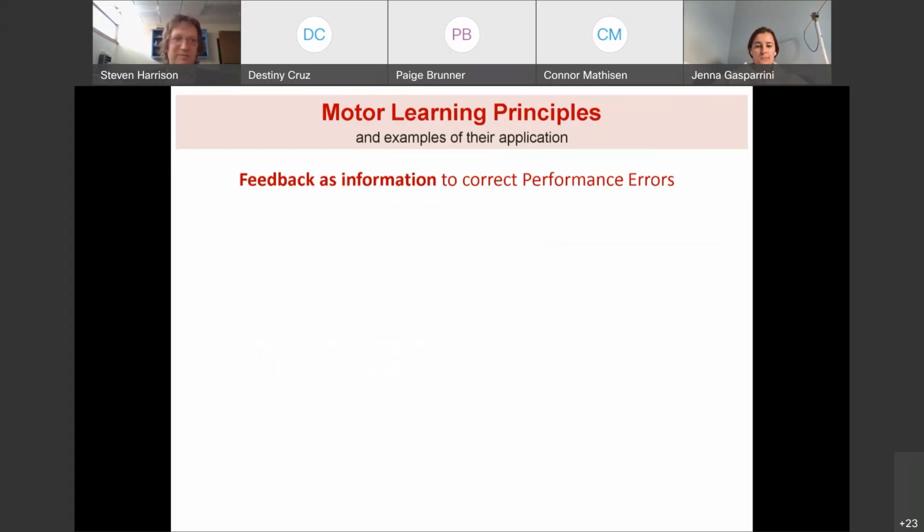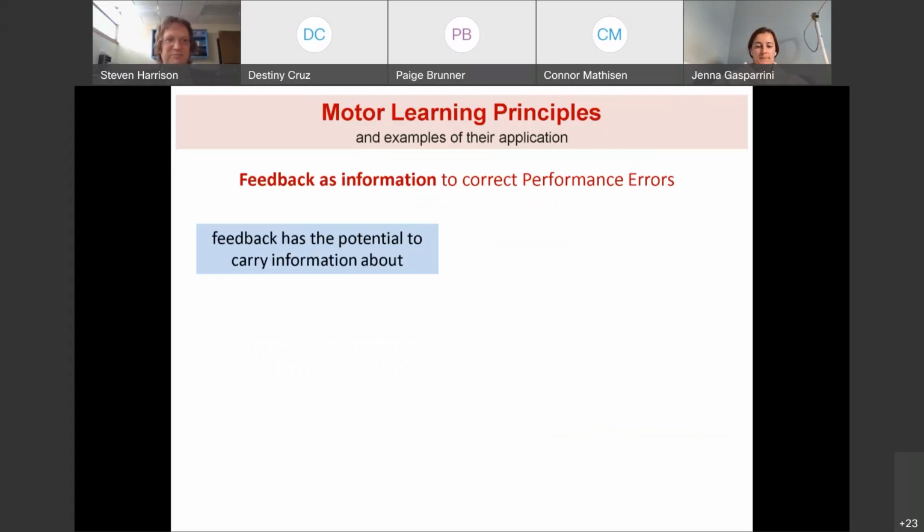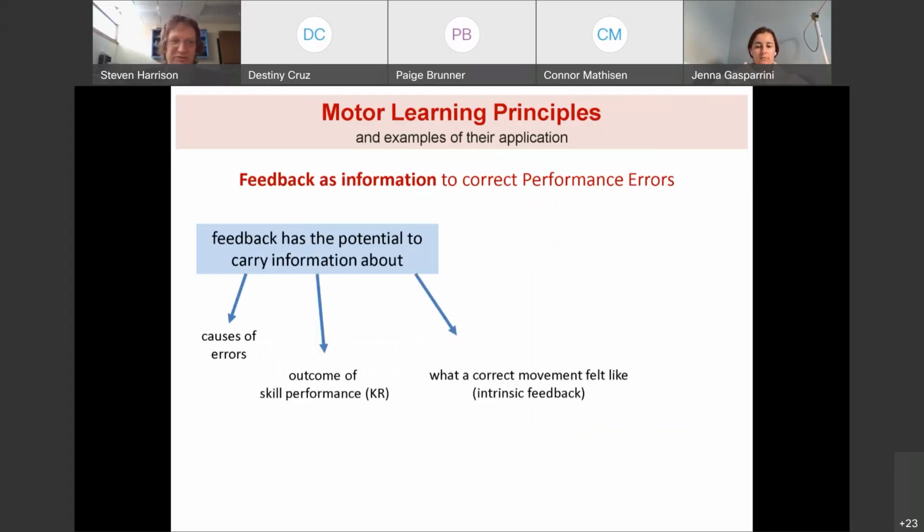Okay, so let's think about feedback as information to correct performance errors. Feedback has the potential to carry information about the particular causes of an error, the outcome of a skilled performance, what a correct movement pattern felt like. So you get feedback on, okay, the way that you're doing the action at the moment is really in the ballpark of where you want to be.